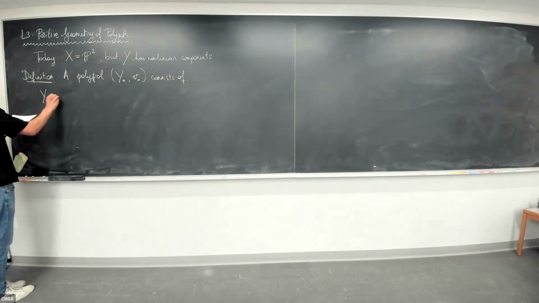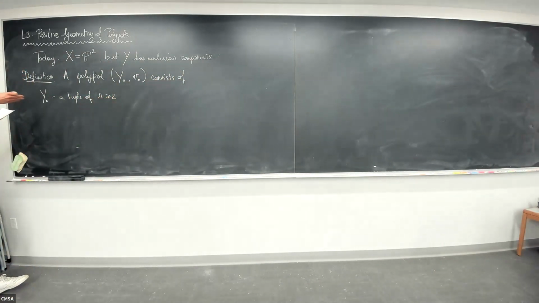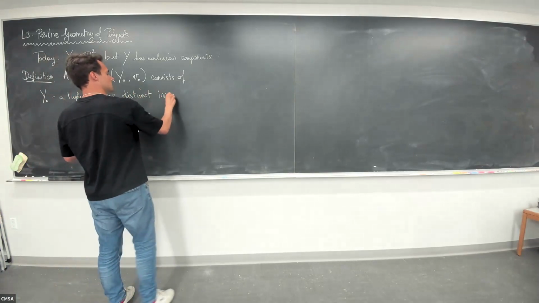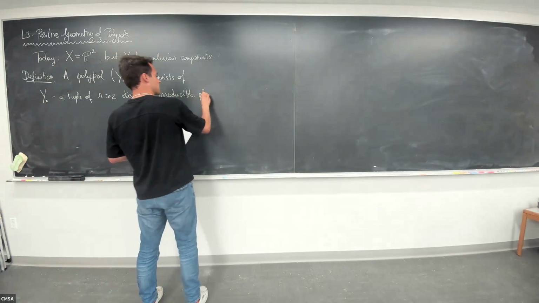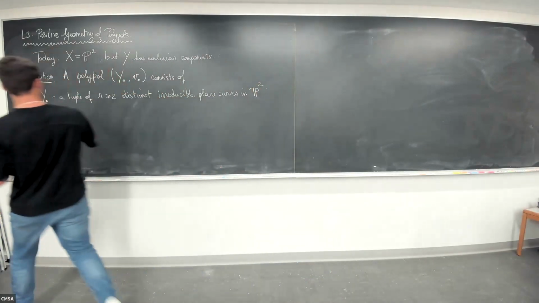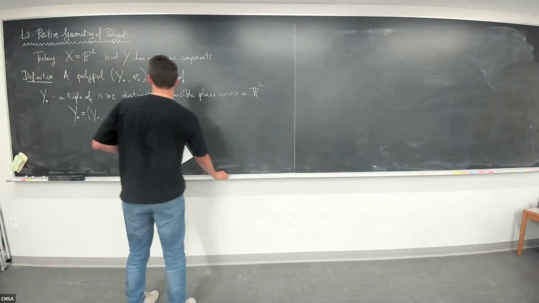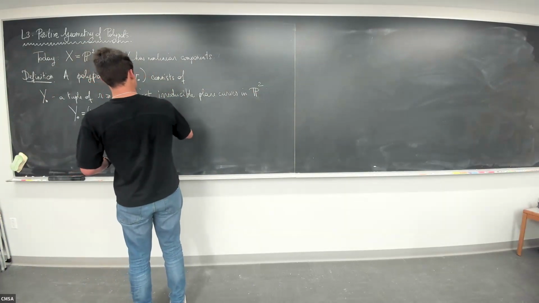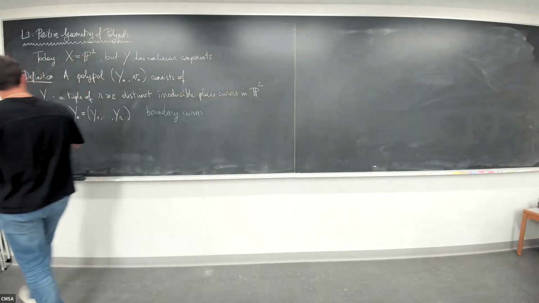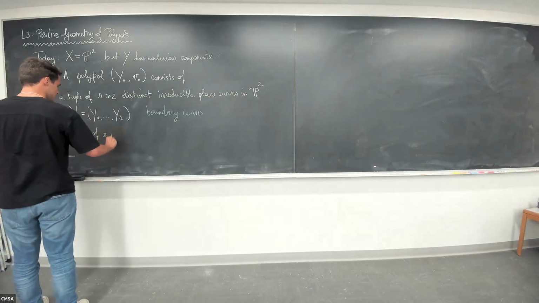Where y bullet is a tuple of irreducible plane curves. There are R of them, and R is at least two. I require them to be distinct, irreducible plane curves in E2. I'm going to call these boundary curves, which in our context is clear, y. And v will be a tuple of R points.